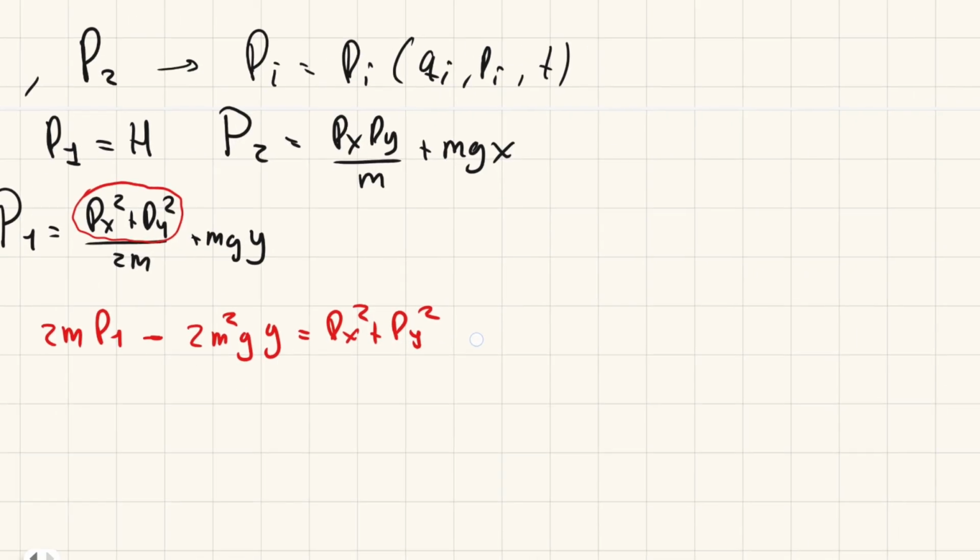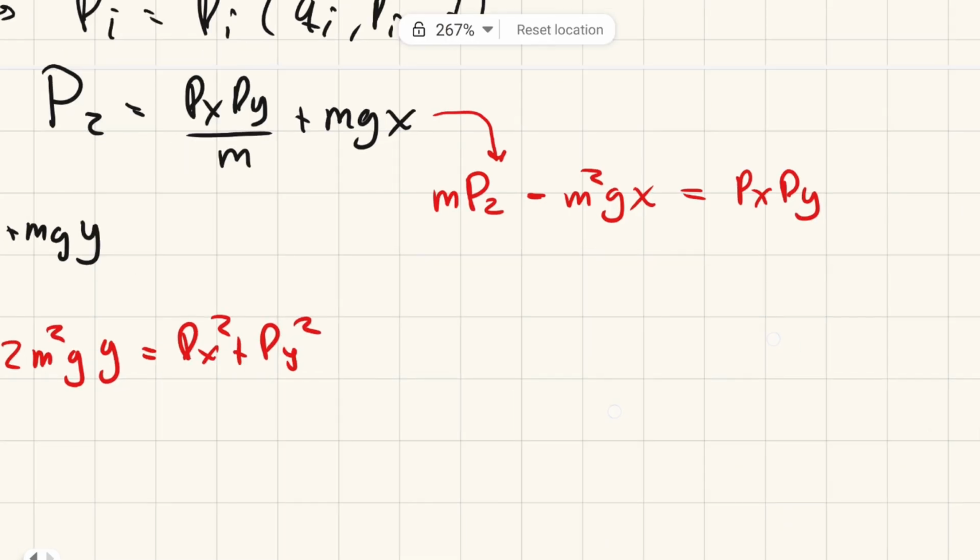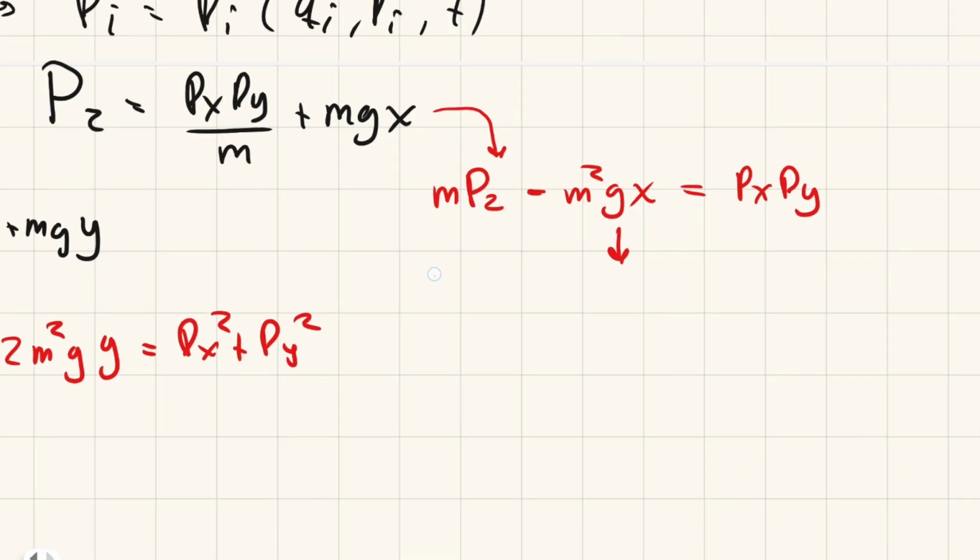Okay, perfect. And then from this equation, we are going to get that P2 times m minus m squared gx is equal to px py. Okay, and from here we can get that 2m P2 minus 2m squared gx is equal to 2px py.